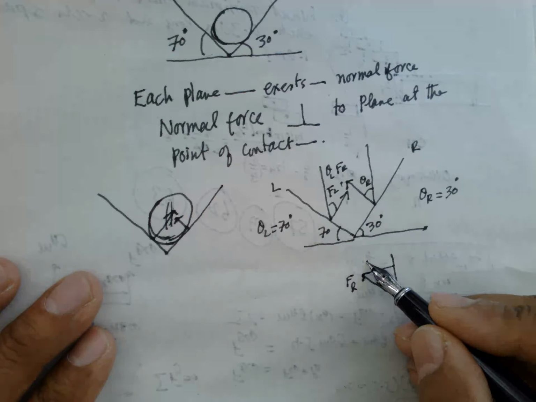Equilibrium. The problem is a 20 kg sphere at rest between two smooth planes, a right plane and a left plane. Determine the magnitude of the force acting on the sphere by each of the planes. So we have to find the forces.